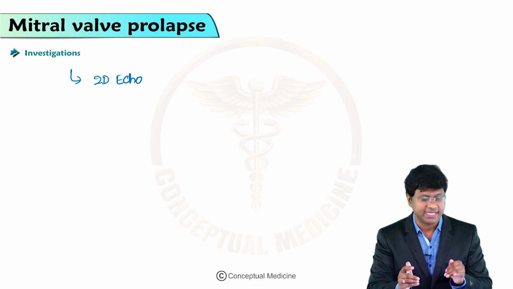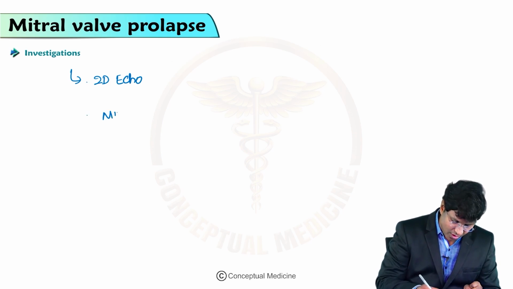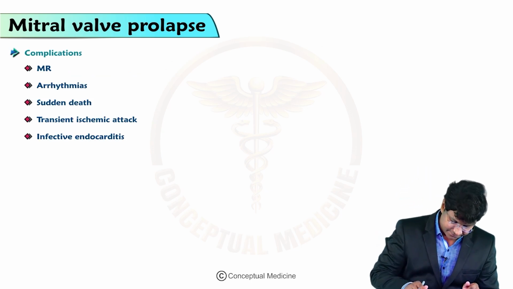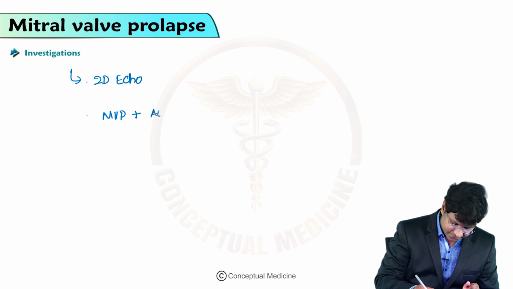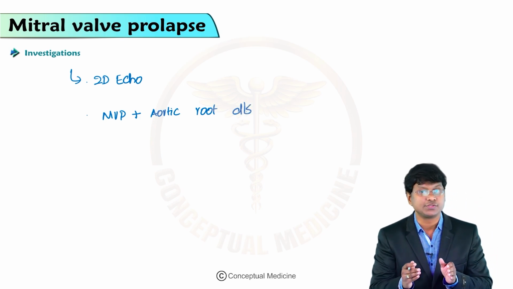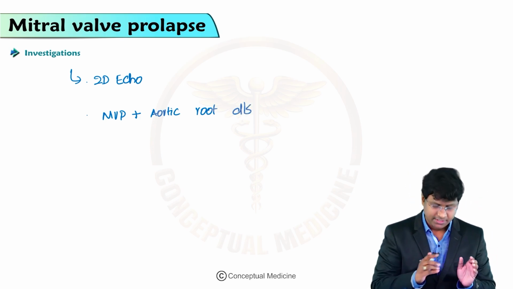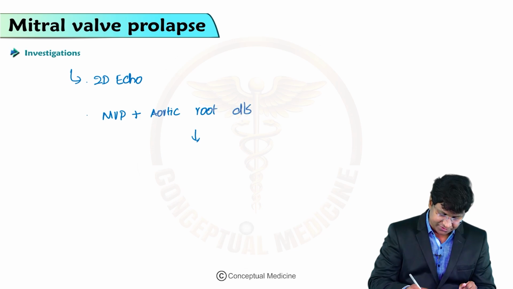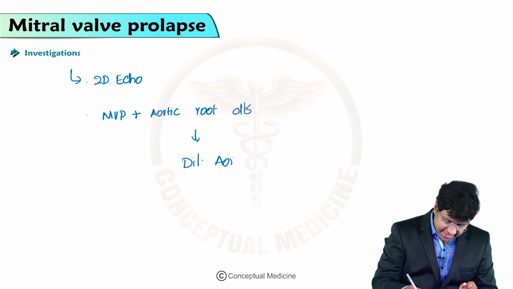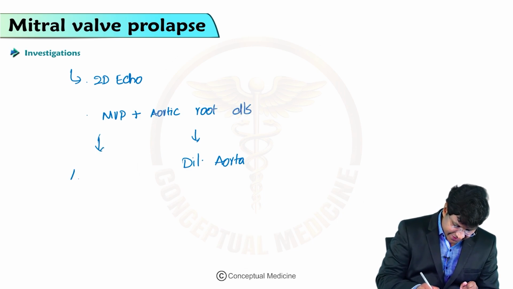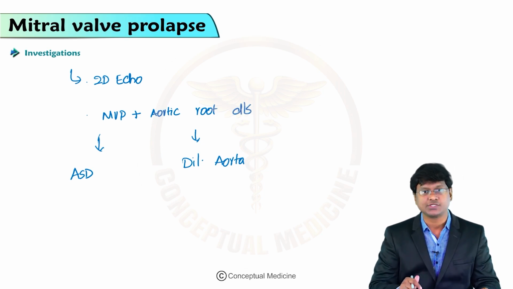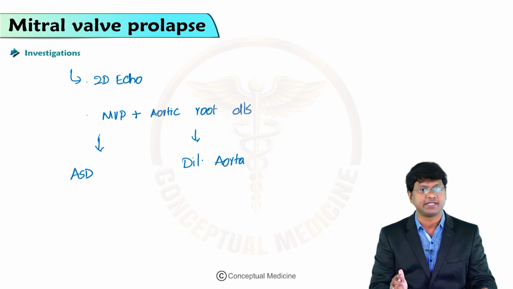So this mitral valve prolapse, let me tell you, is often associated with aortic root disease. And this aortic root disease will be in the form of a dilated aorta. And certain patients of mitral valve prolapse have an associated atrial septal defect. So you need to look for the other associated abnormalities in patients with mitral valve prolapse.